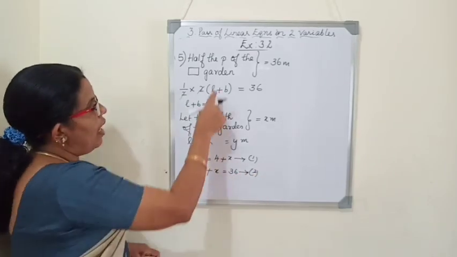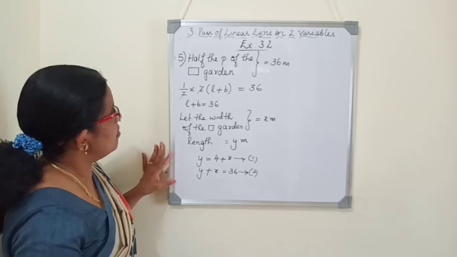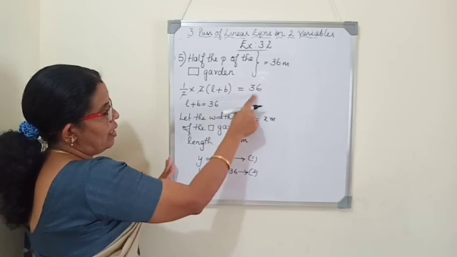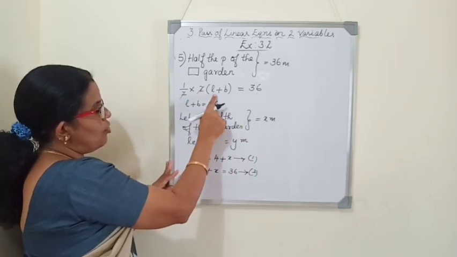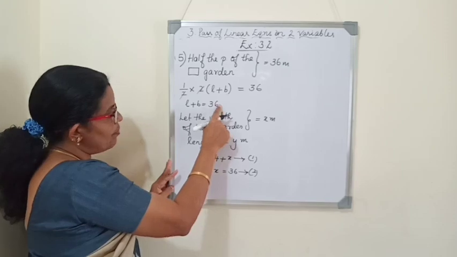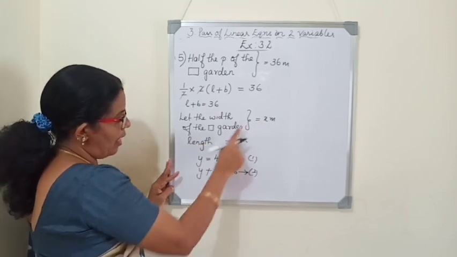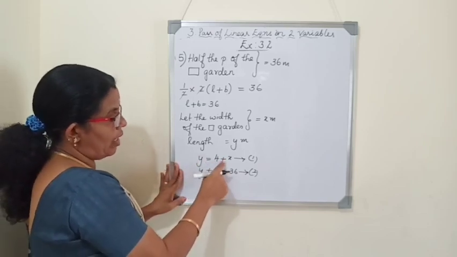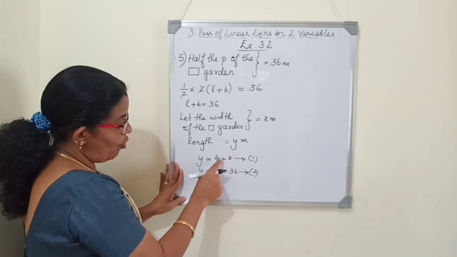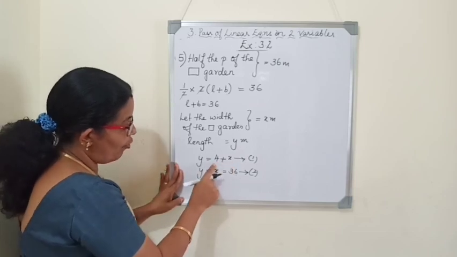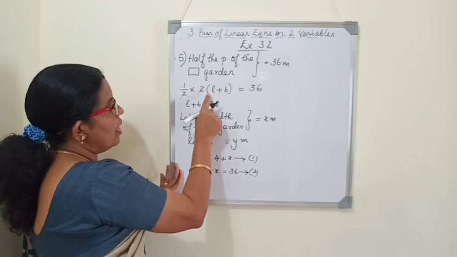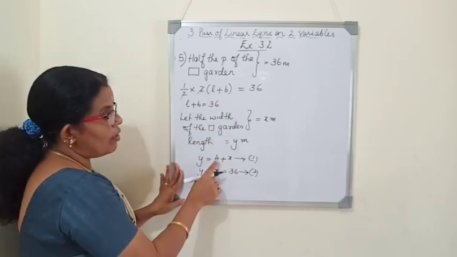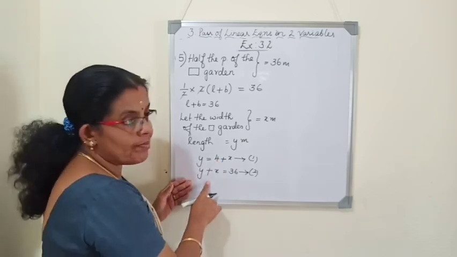So again I'll repeat. Half the perimeter of the garden is 36 meter. Half into perimeter of a rectangle, 2 into L plus B, is 36. 2 and 2 will cancel. So we will get L plus B is 36. Let the width of the garden be x and length be y. They told length is 4 meter more than the width. So y is 4 plus x. So this is one equation. Instead of L and B, we'll take it as y and x. That is the second equation. Now we will do the table and draw the graph.